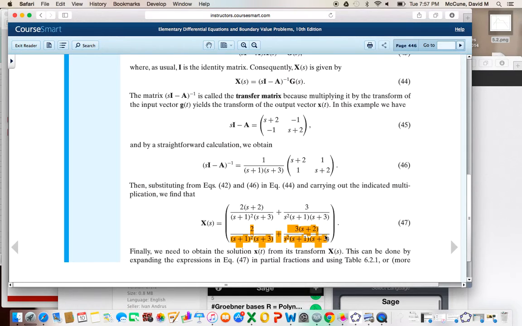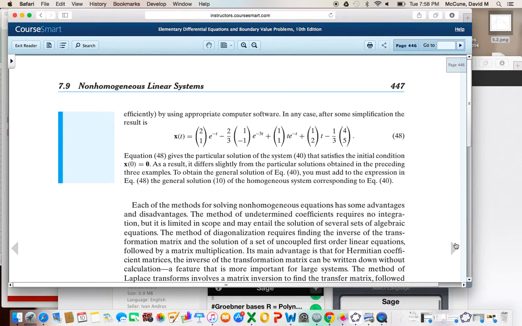Same thing for this. If you want to, just Google inverse transform calculator or something, and Wolfram will be a top hit. You can just plug that function right in, and what you will end up getting from Wolfram is this expression.